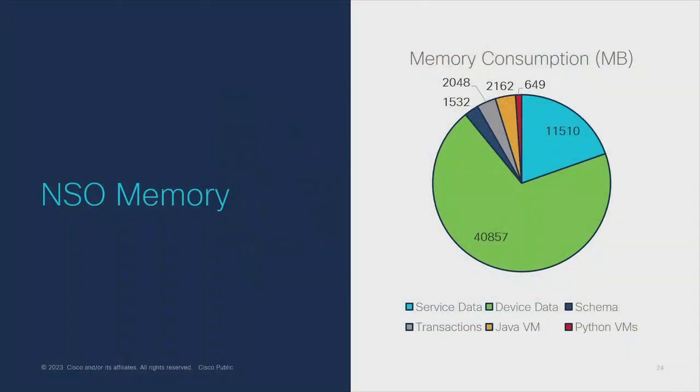So with those assumptions, we took a look at a few different installations to verify that we're actually correct. And here you have one of those installations with proper real-world data. And 2/3 of the data is device data. And the rest of that is basically split. 50% of that is service data.